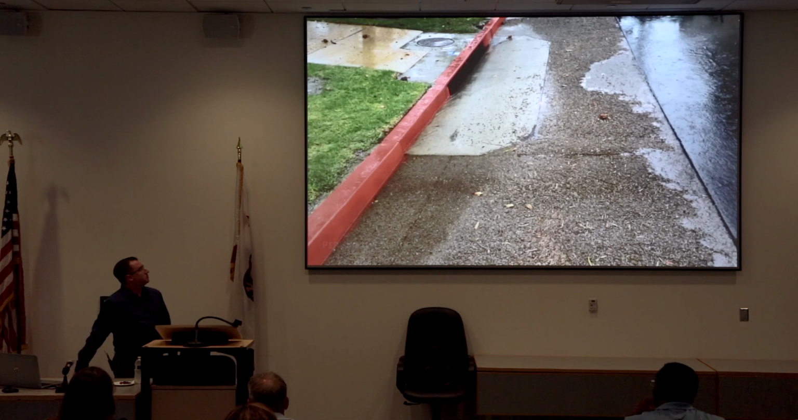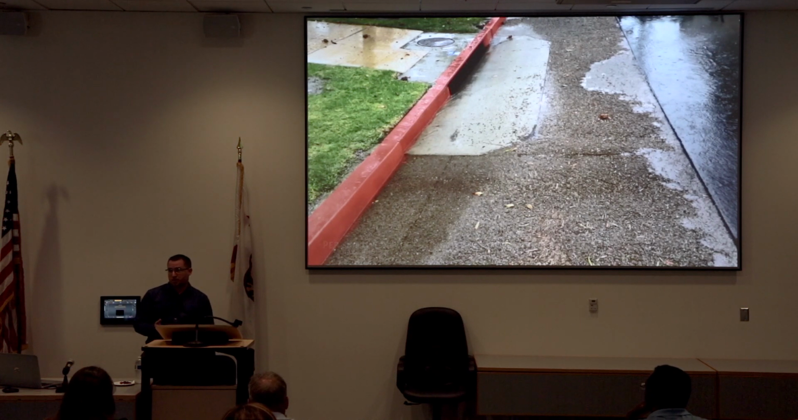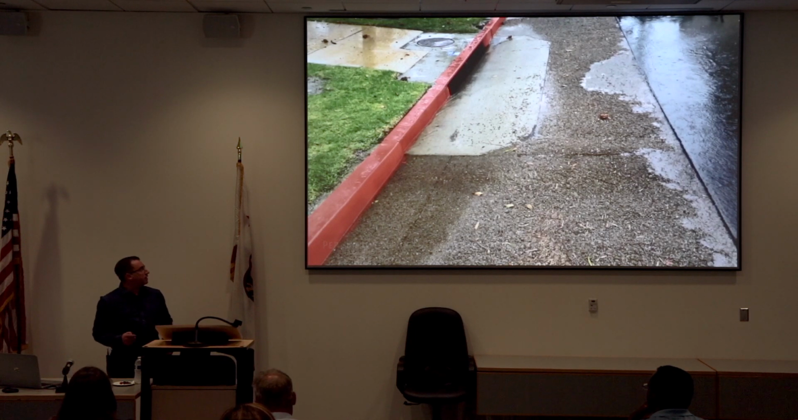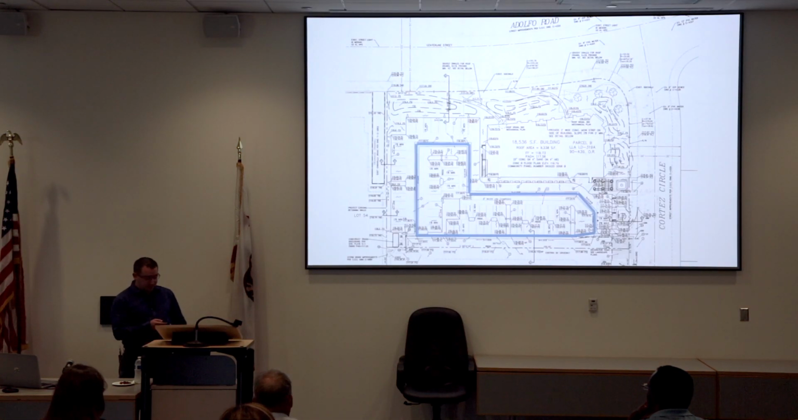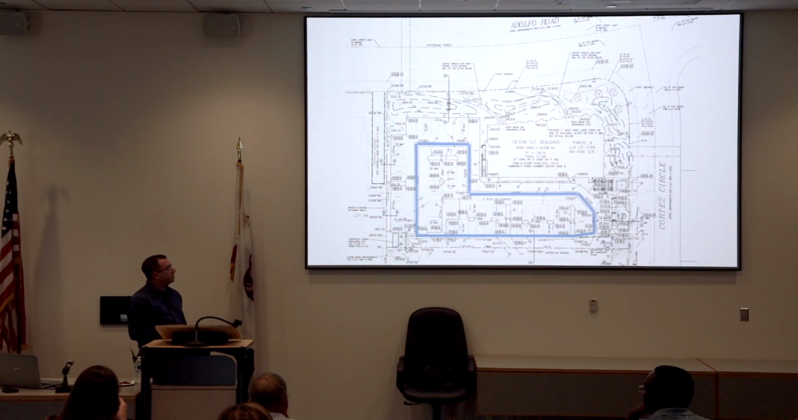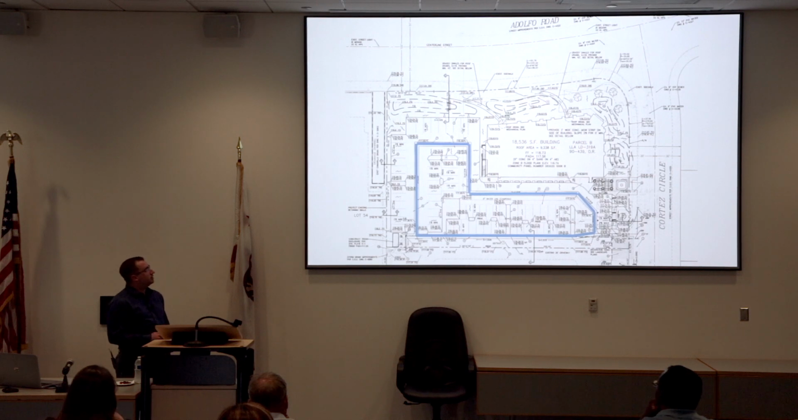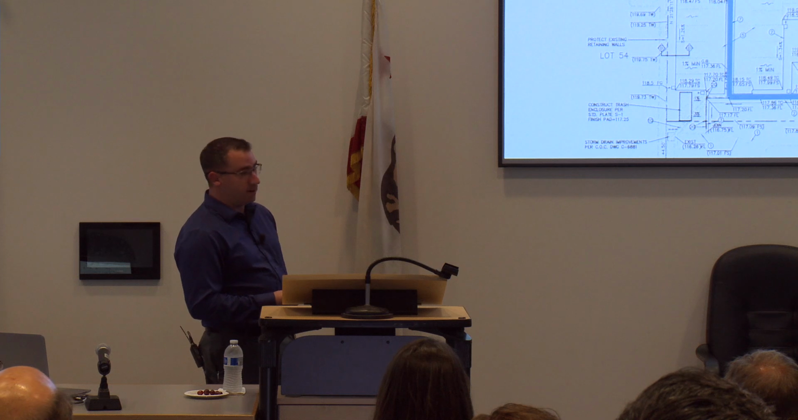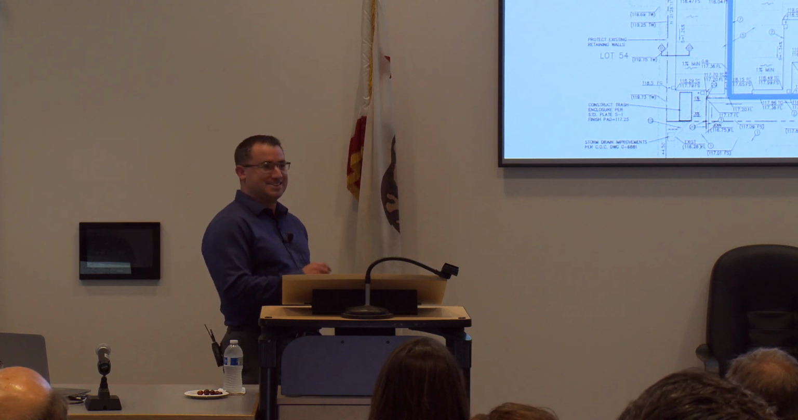Okay, so that video actually does a pretty good job of illustrating how the pervious concrete works. And let me go back to this slide, because this site was actually developed prior to the implementation of the MS4 permit, but they did do some pervious concrete. I couldn't really get onto this site because this building is now occupied by, I think, the Secret Service, and they have everything fenced off. So they don't look favorably upon people snooping around their site. So I just kind of left it alone.